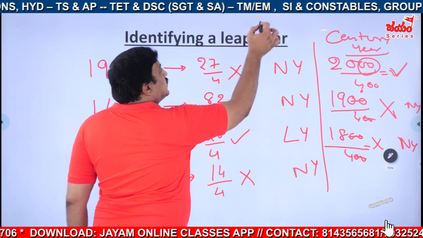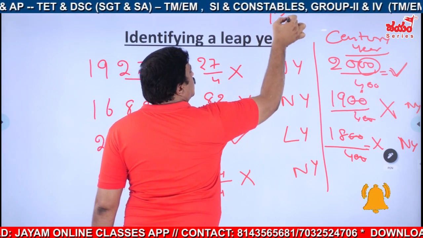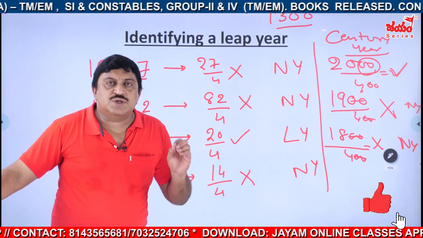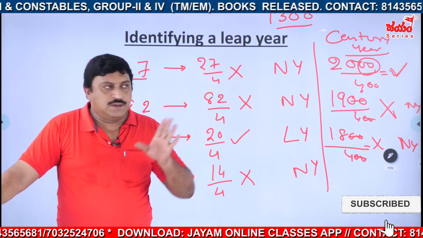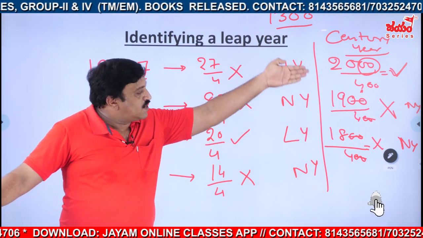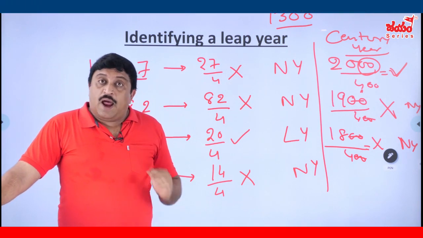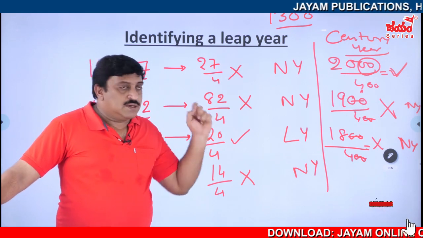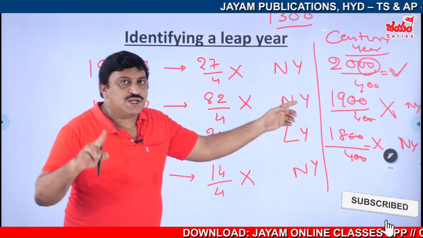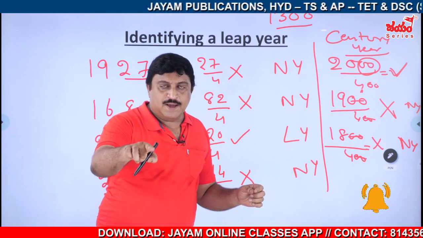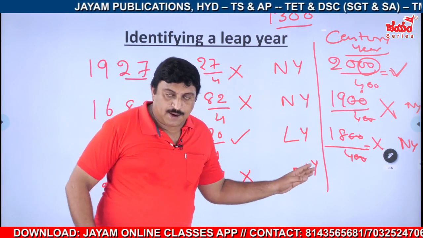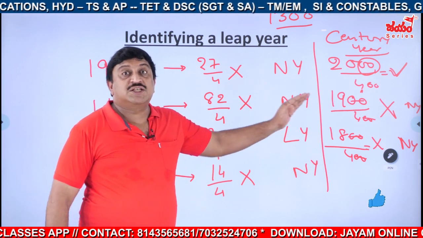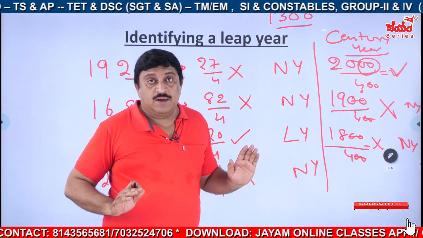And what is this one? 1300. So, century years are those years which are multiples of 100. Write examples like 1300, 2000. And write the condition for a century year: in order to become a leap year, a century year must be divisible by 400.